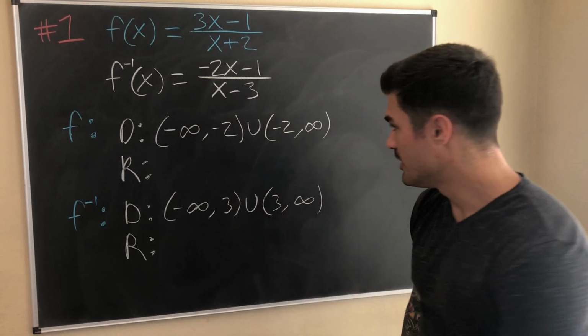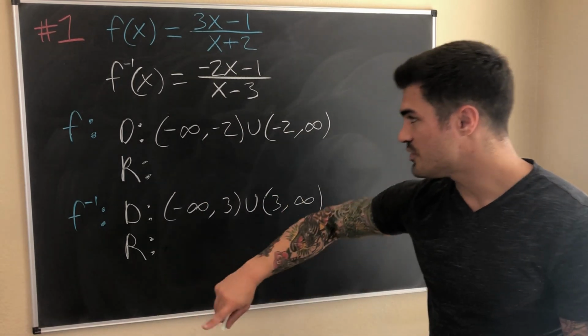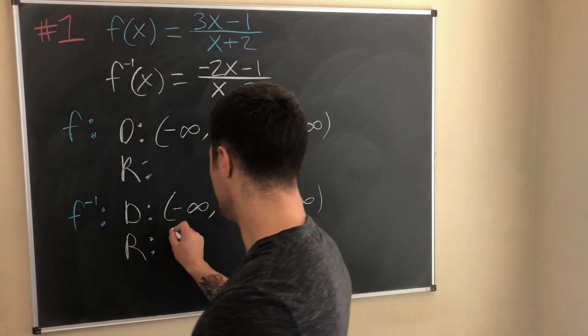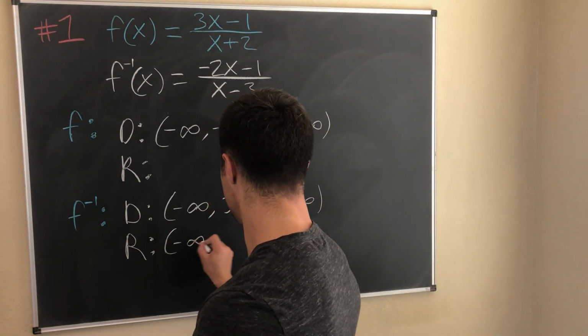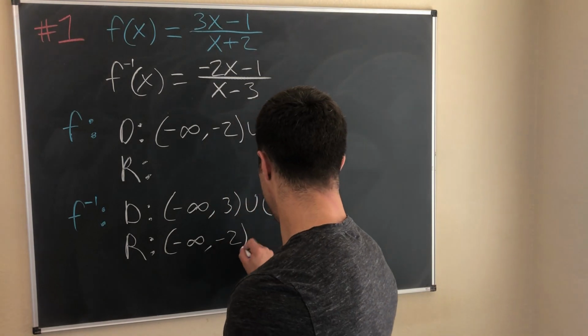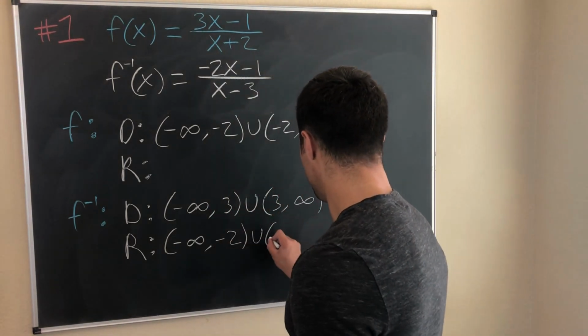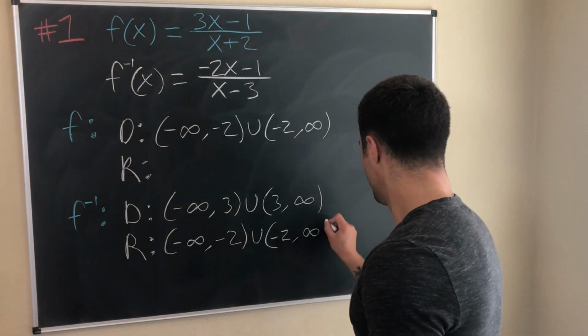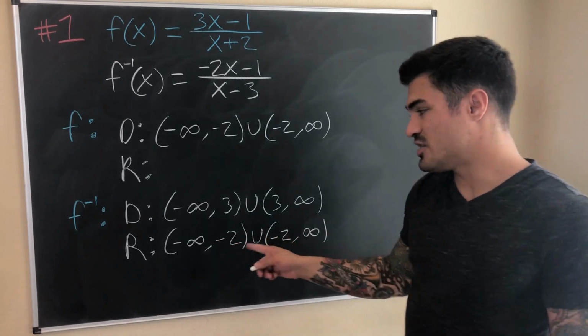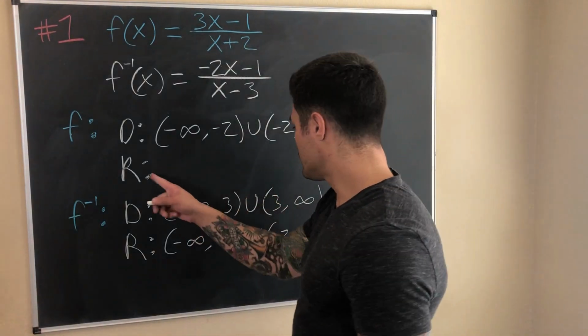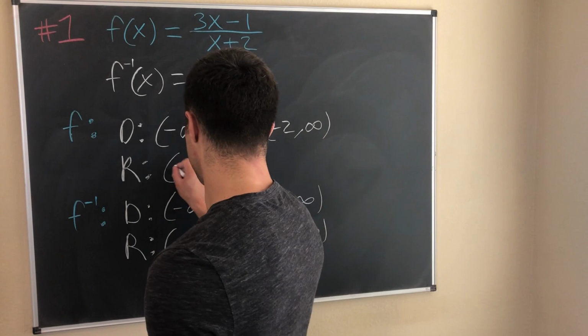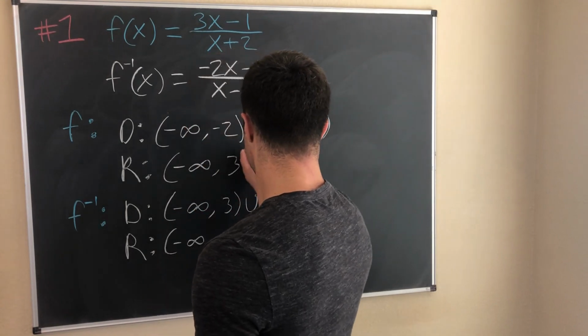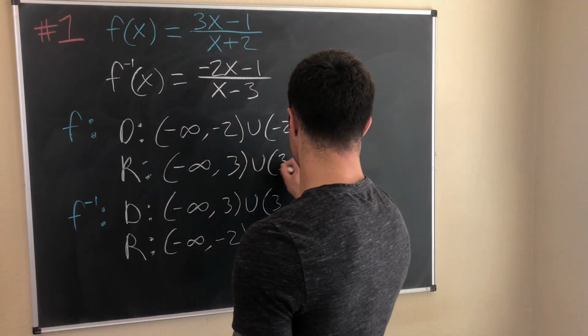It's not allowed. And now what can I do? Well, I can copy down this range from this domain because we know that they're the same, because these are inverses. And then we can do the other way as well. So this range just excludes negative 2, and then this range just excludes 3. Right, so this is the way I like to do it.